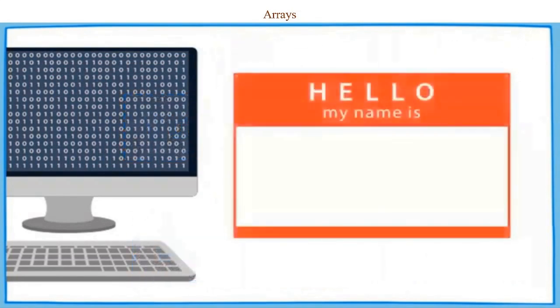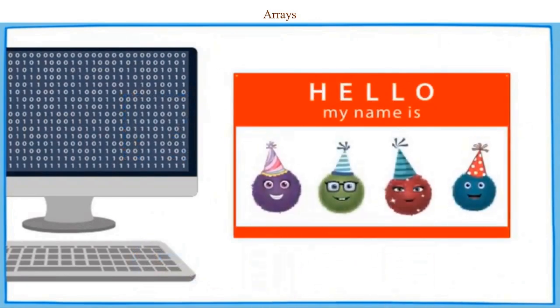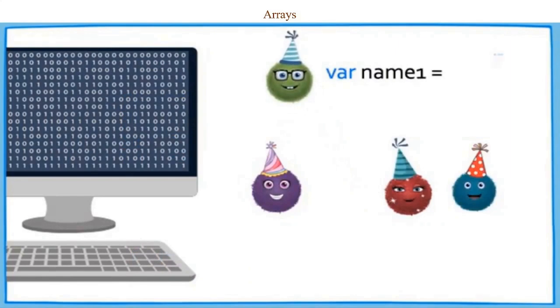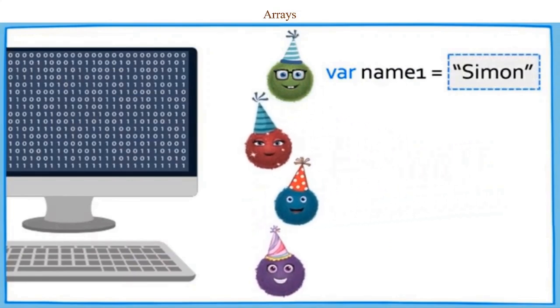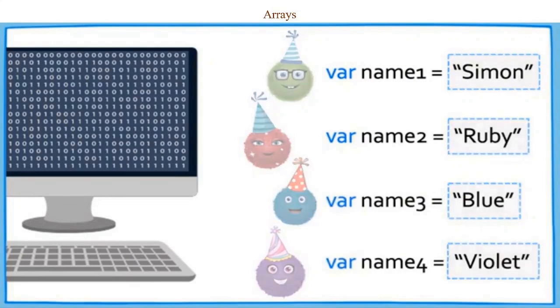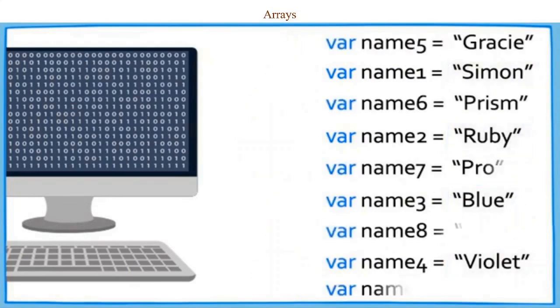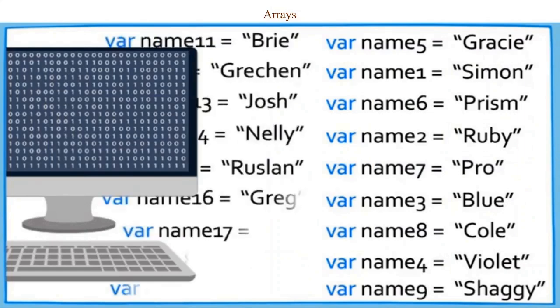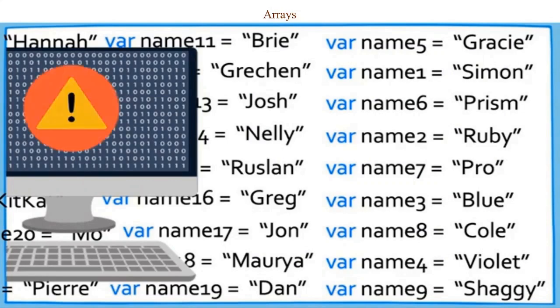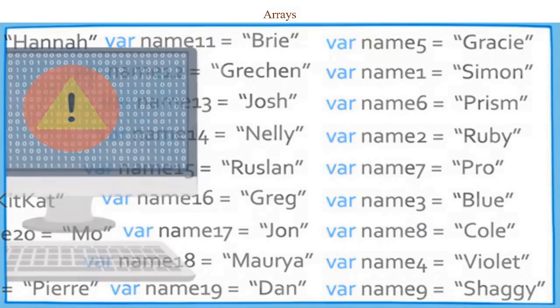For example, if you want to create a program for all your friends, for the first friend, you could create a variable and store his name as a string, like this. Variable name1 is equal to Simon. Similarly for other friends too. But what if we do the same for students in a class or school? It would be really hard to keep so many variables. Instead, we use an array.